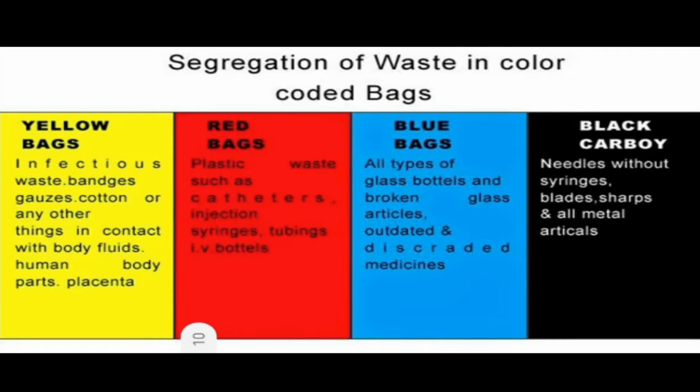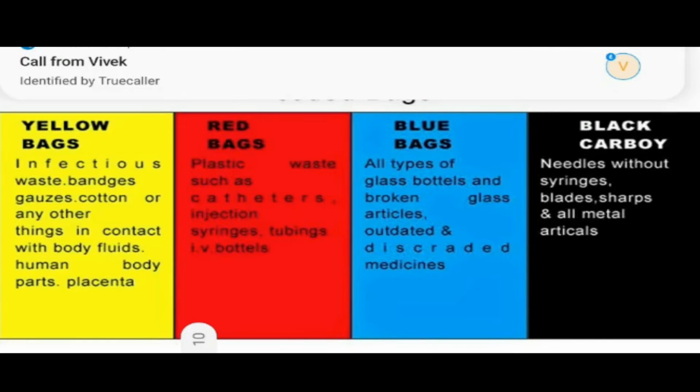Now coming to the red bag, the plastic waste such as catheter, injection syringe, tubings, IV bottles, etc. So in this particular bag, the waste materials which are in the form of plastic, glass, etc. These things are stored in red bags. That is catheter, injection syringe, tubings, IV bottles, etc.